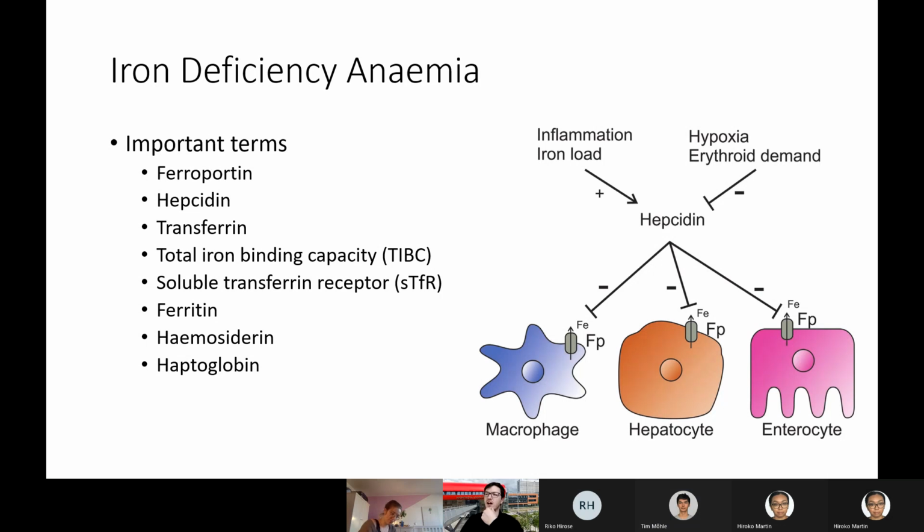It has to do with iron deficiency anemia. It also has to do with the anemia of chronic disease. You can see in the picture that if you have inflammation or iron overload, you upregulate hepcidin. And when you upregulate hepcidin, this signals your enterocytes, macrophages, and hepatocytes to stop taking up iron.